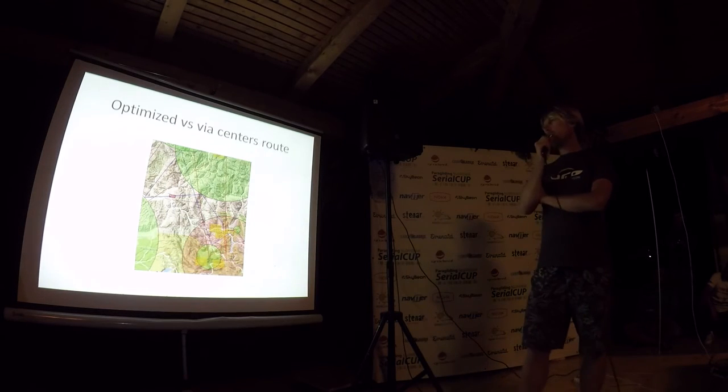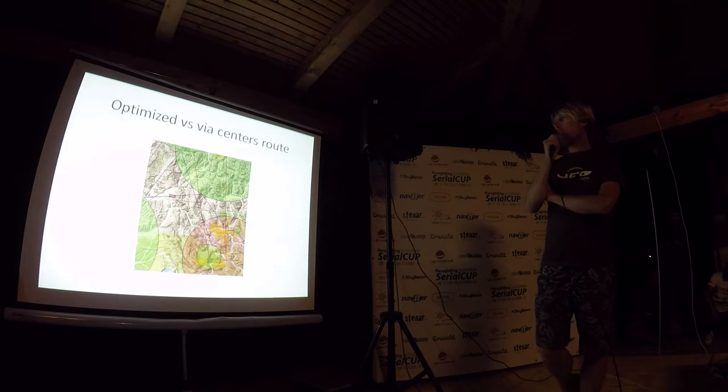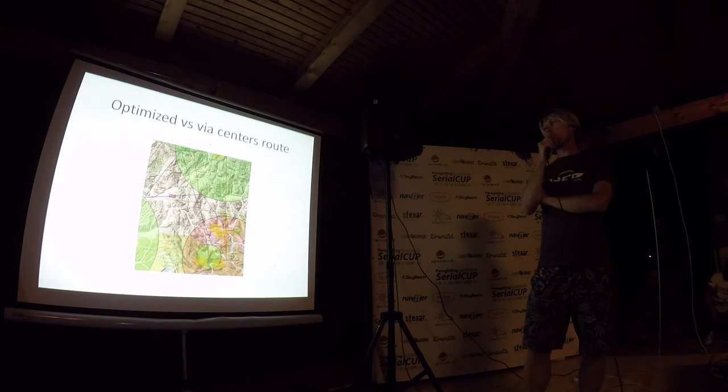Here you can see one of the tasks also from last week from France, with big cylinders. With red lines you can see the road through the centers of the cylinders, and with the blue line you can see the optimized road, that is the shortest road from start to goal. You can see it's totally different, the red and the blue lines are not in the same place, and for sure it would be the fastest to take the blue line.